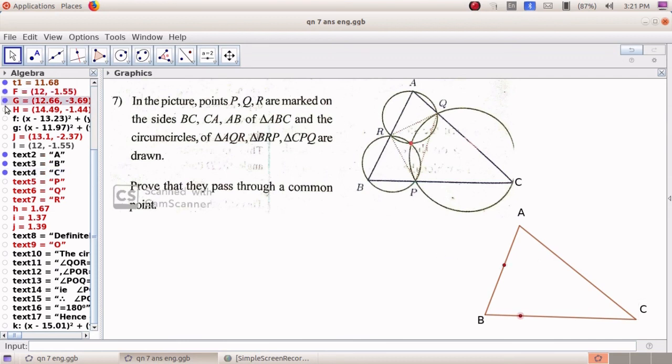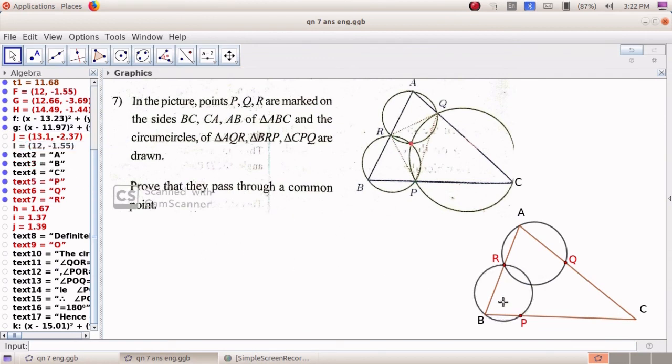The points are marked there. Let us name it as PQR as given in the question. It is PQR. Now, on joining QR, we will get a triangle. When the circumcircle of that triangle AQR is drawn, we will get a circle as shown. Like that, on joining PR, we will get a triangle BPR. When the circumcircle of that triangle is drawn, we will get a circle as shown.